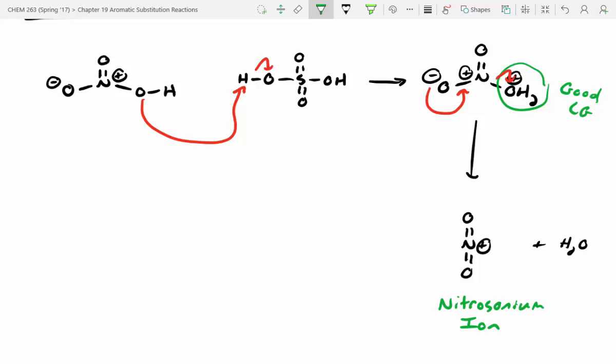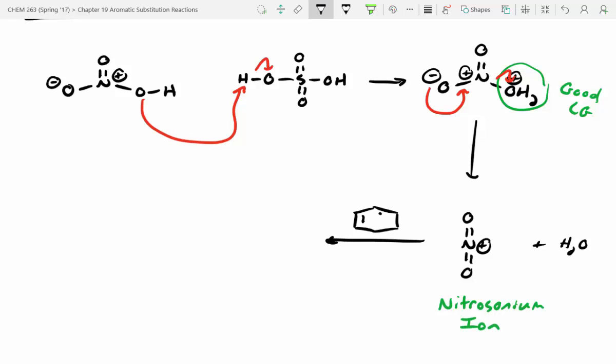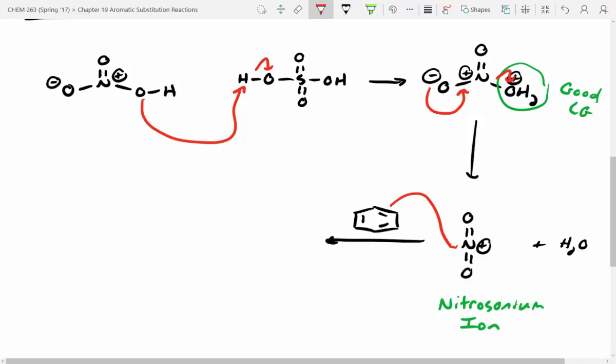And the reason we have to form this intermediate is we have to make something that's an exceptionally good electrophile in order for electrophilic aromatic substitution to occur. If we look at this nitrogen, it's a really, really good electrophile. So let's go ahead and have this react with our benzene ring. It's going to attack this nitrogen and then kick up electrons onto an oxygen.